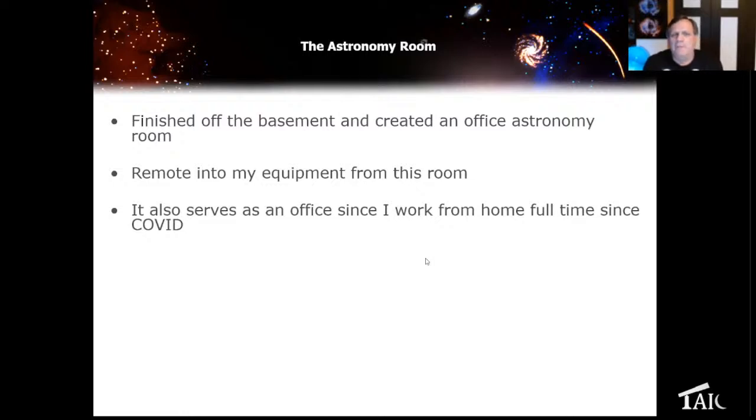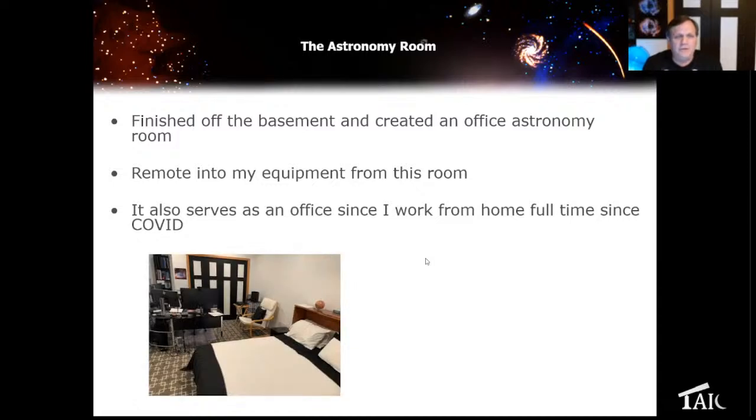I work from home full time now, and I needed a place that I could focus on my work and then also astronomy. So this was perfect timing with COVID. People were staying home, spending more money on their homes and improving things. You saw my backyard. I added the shed and the stamped concrete, and now it was time to finish the rest of our basement. And so here's a picture of my workstation.